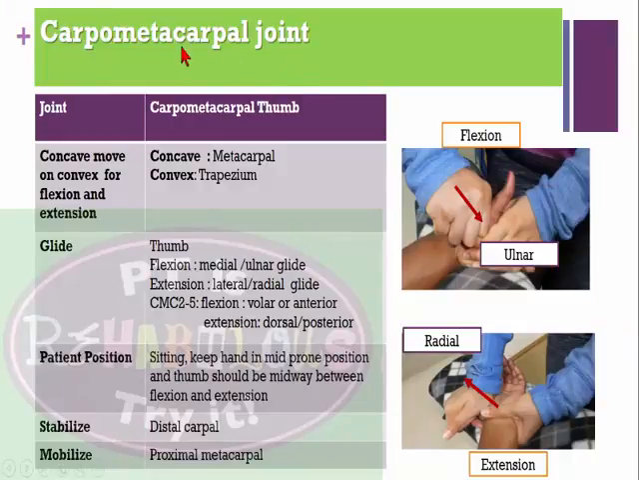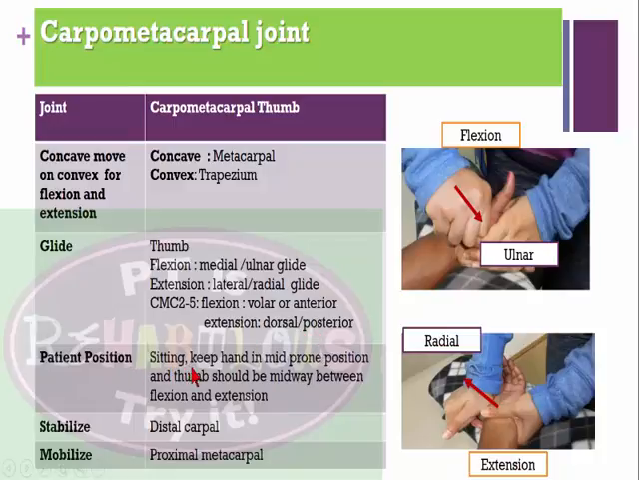Let's see carpometacarpal joint mobilization. For that, the concave surface moves on the convex surface for flexion and extension. The concave surface is your metacarpal and the convex surface is your trapezium. For this reason, I have included the biomechanics slide for the correction, so have the reference of your anatomical slide. For the first thumb flexion and extension: for flexion, we can give a medial or ulnarward glide, and for extension, a radial or lateral glide. For carpometacarpal joints 2 to 5 flexion, we can give a volar or anterior glide, and for extension, a dorsal or posterior glide.